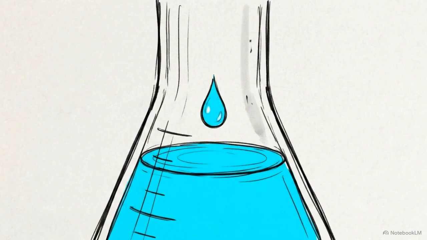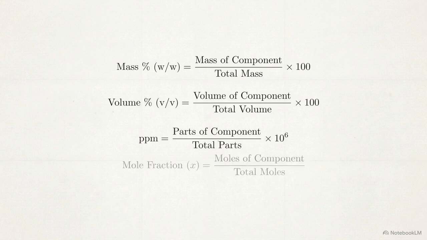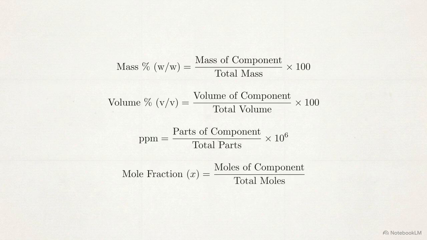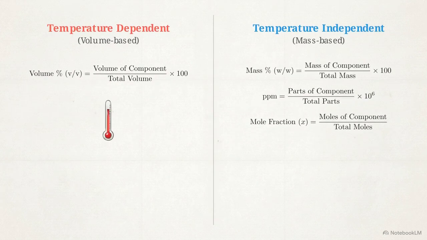For precise chemical reactions, we need a quantitative measurement of the solute hiding inside the solvent. We call this concentration. To express concentration, we use mass percentage for solids, volume percentage for liquids, and parts per million for trace pollutants. Mole fraction relates target moles to total moles.